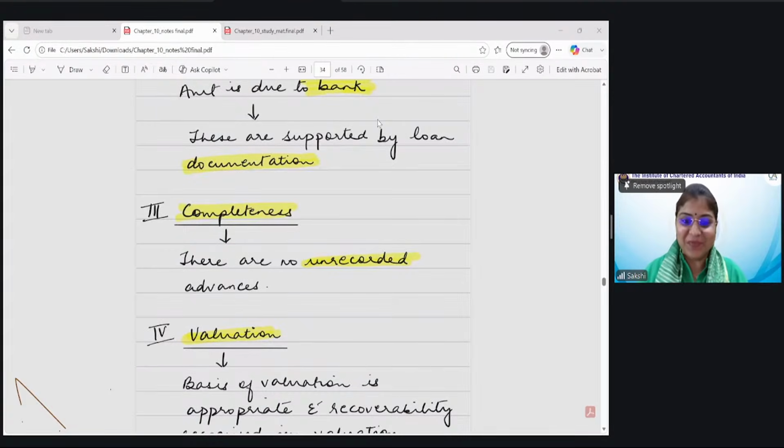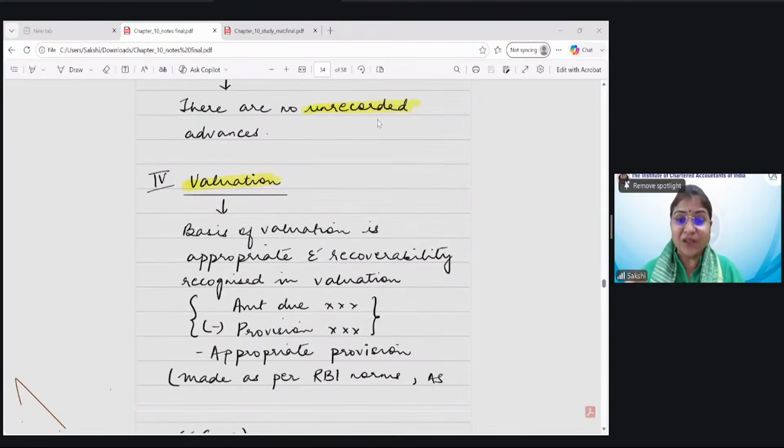All right. Now comes the valuation. The basis of valuation is appropriate and recoverability is recognized in valuation. We say it is dealt with on record of recovery, isn't it? There are two kinds of accounts, standard accounts and NPA. Standard we recognize as income on accrual basis, but NPA only on realized basis. Isn't it? This is what we did in the last class, always realized basis, but there were a few exceptions. What were those exceptions? Anyone remember?